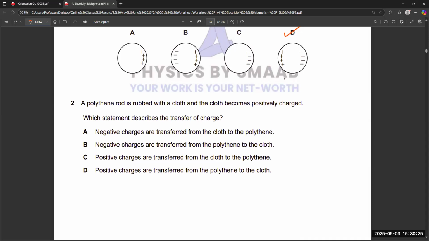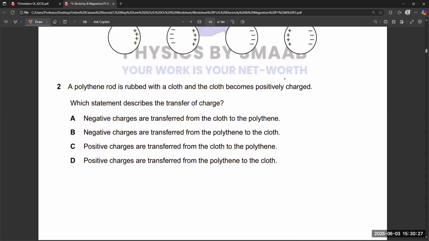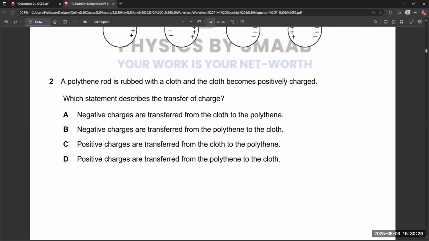Question number 2. A polythene rod is rubbed with a cloth and the cloth becomes positively charged. Which statement describes the transfer of charge? It's A. Negative charges are transferred from cloth to polythene.